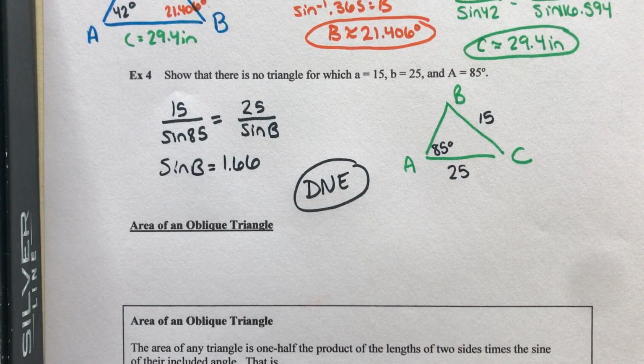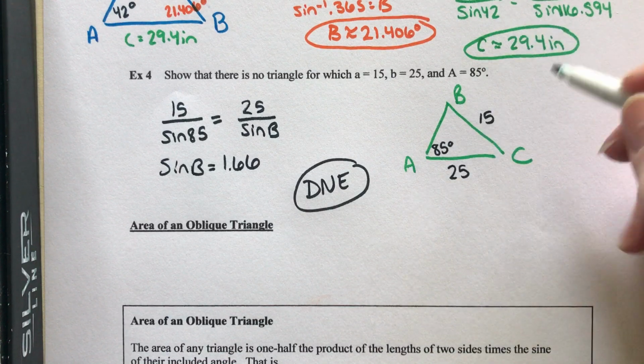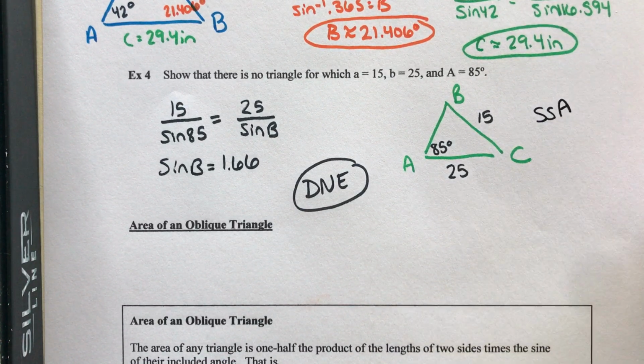Now, if you think about it, that list of triangles that we put on the front, the 4 cases, this is not one of them. This is 2 sides and an angle. So side, side, angle. That was not one of our 4 possibilities. And if you remember from geometry, that was one that you couldn't prove. Sometimes you can have an angle where a triangle works out, but you can't guarantee that it's going to work out.